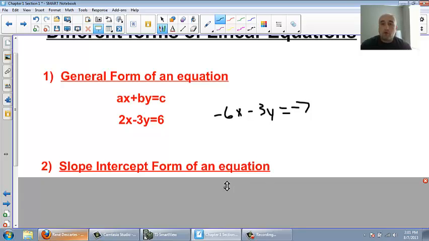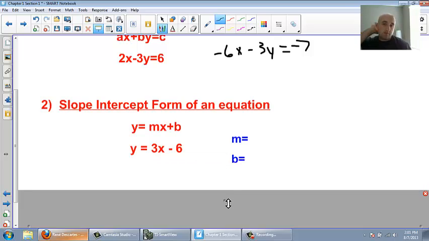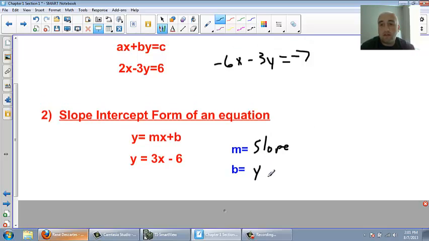The second form of an equation that we need to talk about, and you should remember this pretty well, is the slope-intercept form of an equation, and that is y equals mx plus b. You've seen this many times. An example would be y equals 3x minus 6. From many classes previous, you know that m stands for slope, and b stands for the y-intercept. X and y-intercepts come up often in pre-calc, so we definitely need to know about that. We'll talk more about slope in the sections to come.